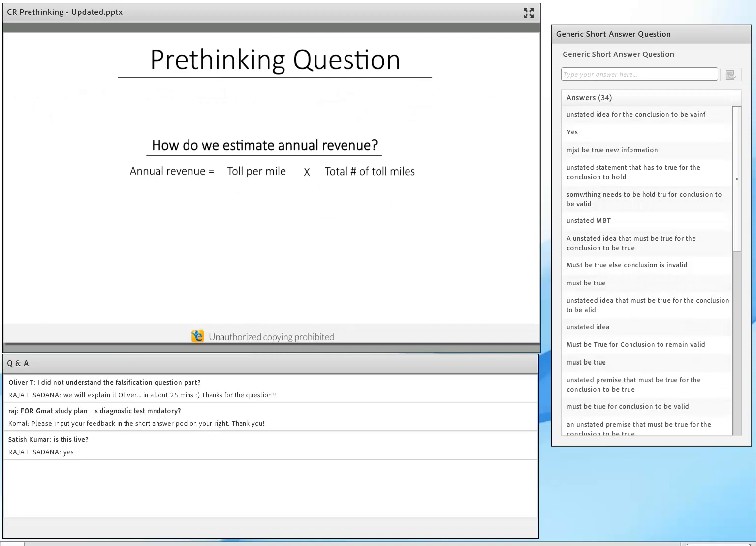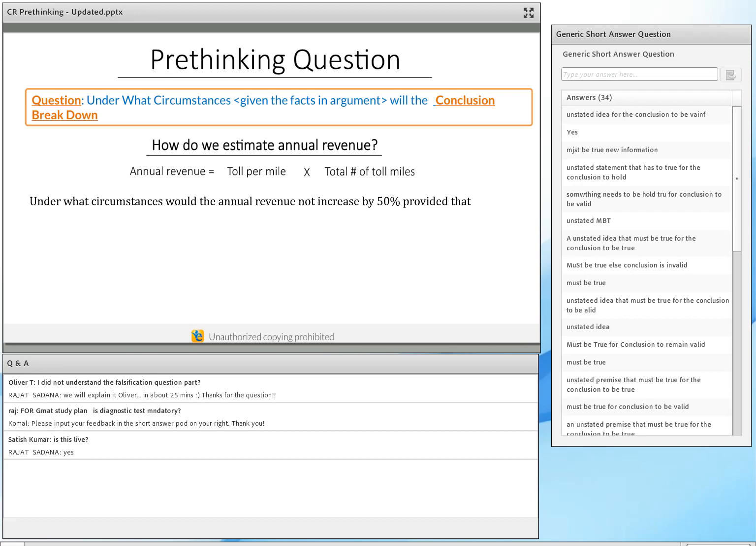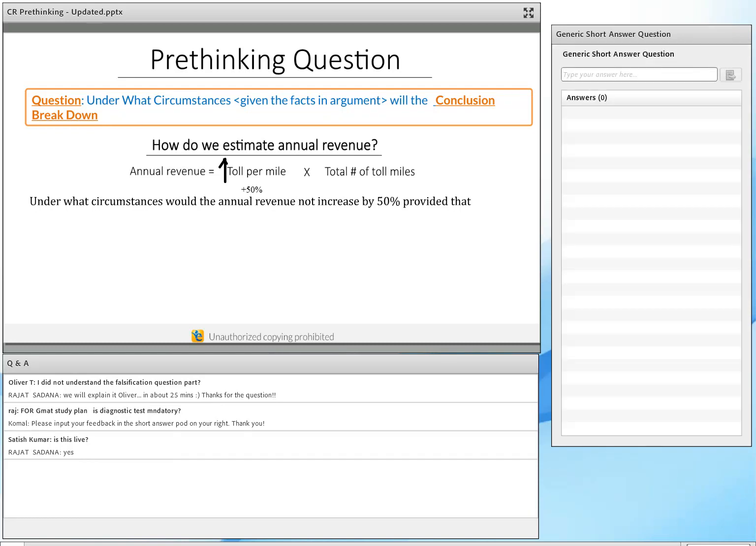So how do we estimate annual revenue? It's toll per mile times total number of toll miles. Now, what's given to us? What's given to us is that the toll per mile is already up by 50%. This is plus 50%. That's given to us. So the question to ask is, under what circumstances would the annual revenue not increase by 50% provided that the toll per mile has been increased by 50%? What's the only condition under which this annual revenue will not go up at least by 50%?